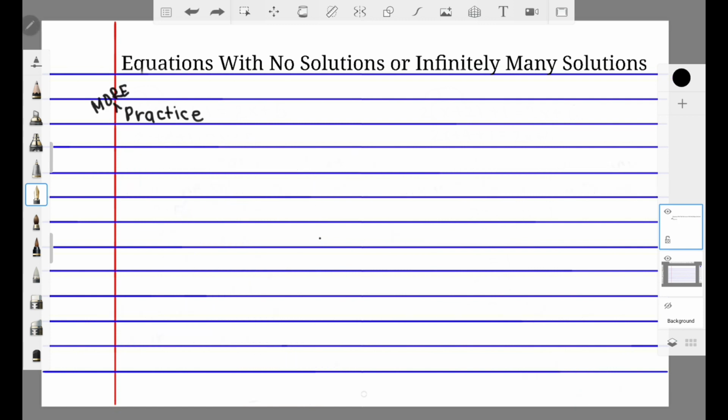All right, for our last bit of practice, I want you to write 3 different equations and solve them. The first one should have 1 solution, the second one should have no solution, and the third one should have infinitely many solutions. Pause the video now and try to come up with 3 different equations, and we'll go over some examples together.